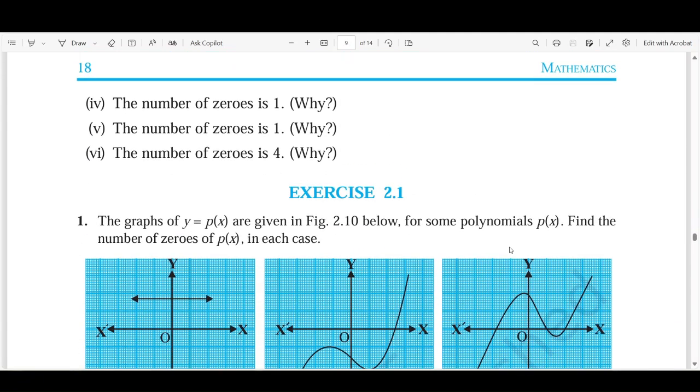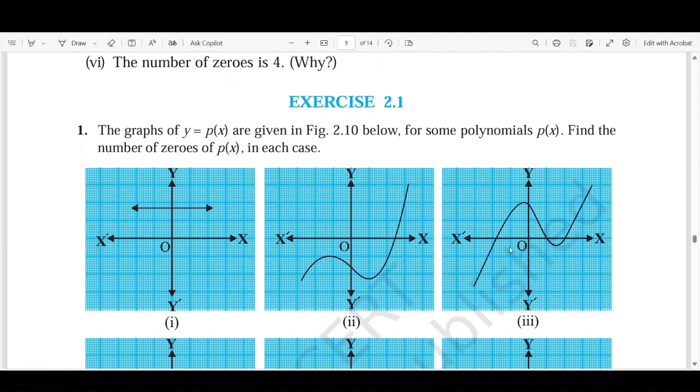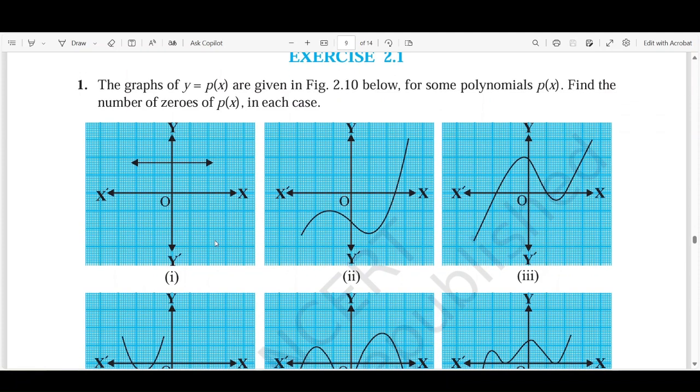Right? Next, moving on to the exercise 2.1. Question number 1. The graphs of y equal to p of x are given in figure 2.10 below. For some polynomials p of x, find the number of zeros of p of x in each case. So they have given the graphs corresponding to the polynomials p of x. They may be linear, quadratic, cubic, whatever it is. We need to identify the number of zeros of the polynomial for each case.